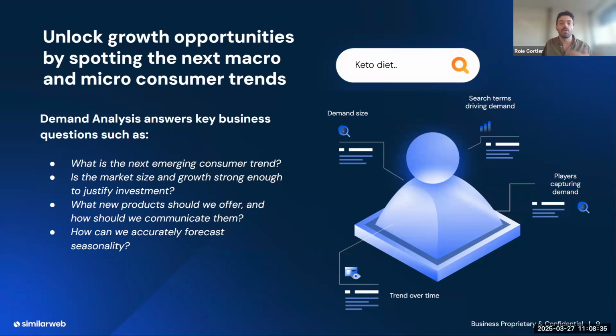And how do you do that? What's the right GTM strategy? What's the right marketing communication? How do you optimize your content and keywords to support that launch? And how can you better forecast seasonality, right? Trends don't behave the same through the year. You need to understand how consumers change their behavior and consumption throughout different seasons.